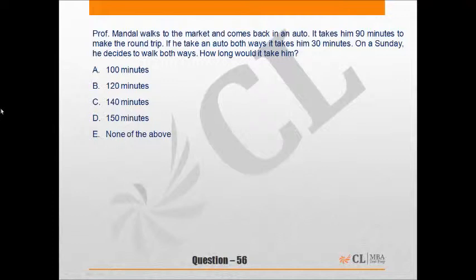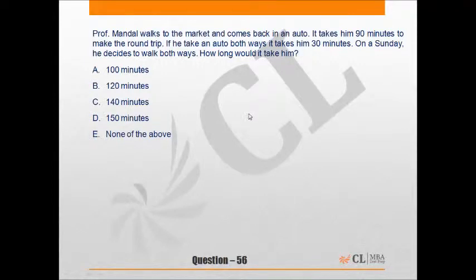This is one of the easiest problems of the quantitative section of XAT 2013. Here it is given that Professor Mandal walks to market and comes back in an auto. It takes 90 minutes to make the round trip. If he takes an auto both ways, it takes him 30 minutes.